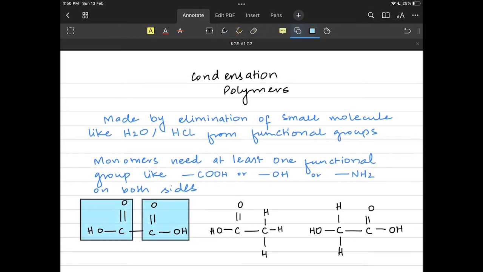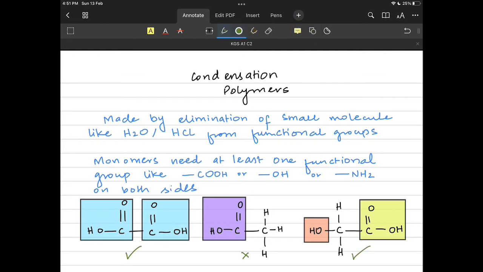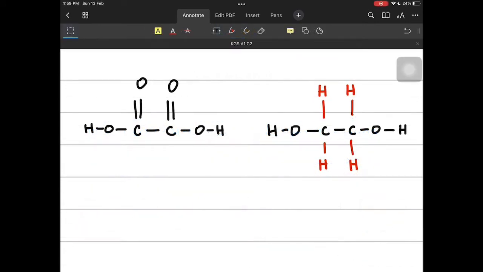If we highlight the functional groups, we can notice that the first molecule has 2 functional groups. The central one has only 1. And then the third one has again 2 functional groups. So the first one and the third one can make polymers, but the middle one would not, because it can't make polymer from both sides right now, you see?